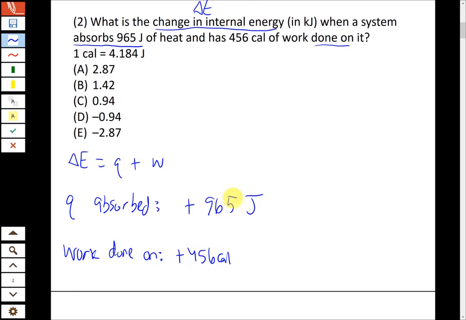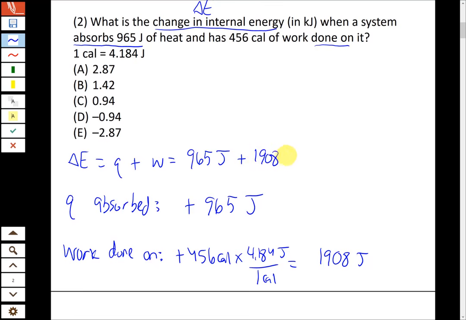If we're going to add it to the Q, we need to be in the same unit, and we're told here that the conversion factor is 4.184 joules in 1 calorie. And so in total, that W work term is going to be 1908. And so now we have them in the same units, so we can add them together. 965 joules for Q, positive 1908 for W. Both of them are positive in this case. That gives us 2,873 joules, which in kilojoules, just dividing by 1,000, is 2.87 in the correct number of significant figures.